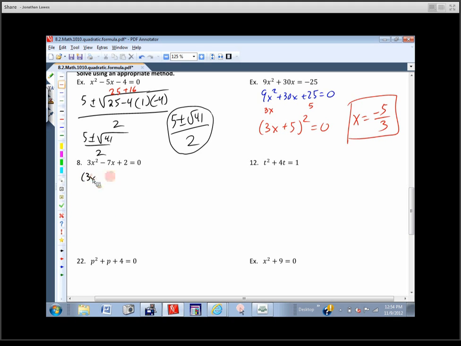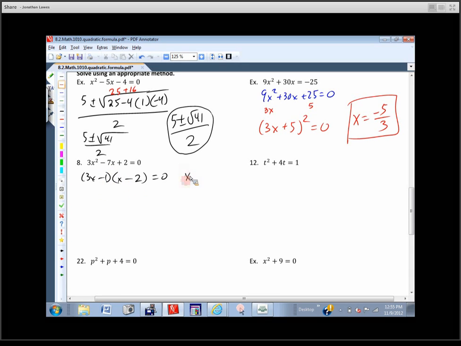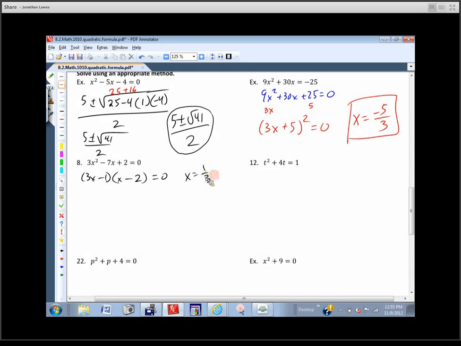So this would be 3x. This is going to be a 2, and this is going to be a 1. Those are both negative because they'll multiply to be a positive. Negative 1x, negative 6x, that's the right term. So the answer here is 1/3 and 2. Those are the two answers.